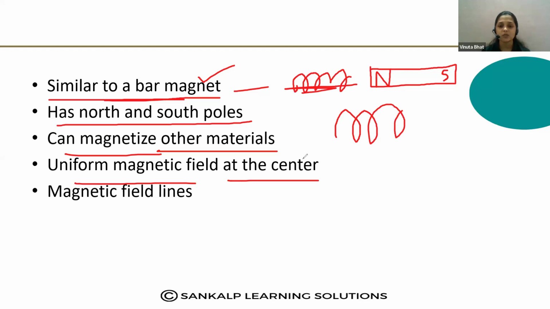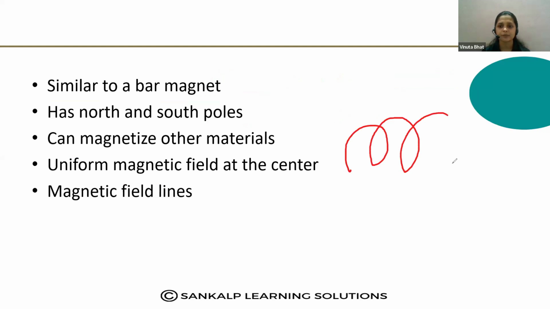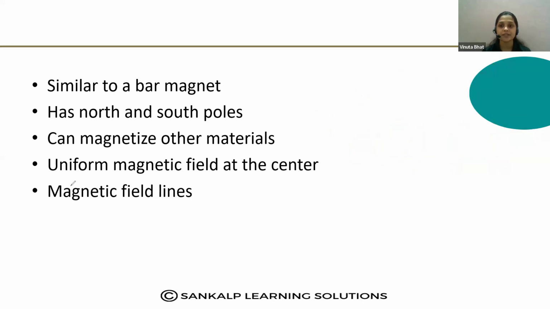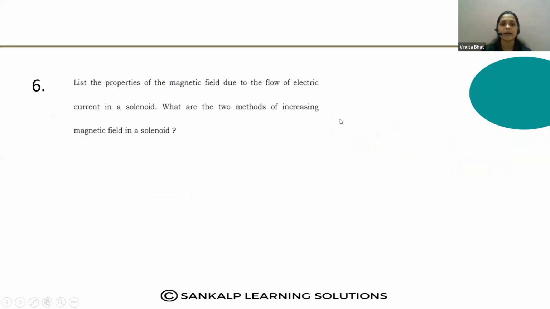The magnetic field is uniform at the center, and they have magnetic field lines. So they also have the magnetic field lines, which are imaginary lines. So these are the characteristics, the properties of the magnetic field due to the flow of electric current in a solenoid. Okay.